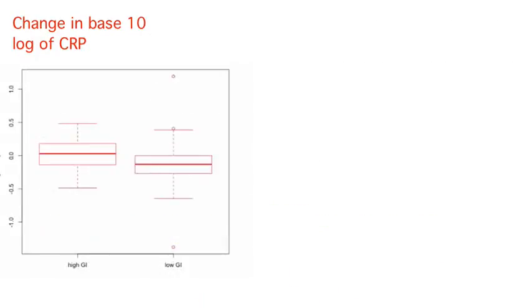You may recall from the previous lecture, when we first looked at this box plot of the change in log of CRP between the high GI and the low GI diet, that we noted two outliers, a very large outlier and a very small outlier, both in the low GI diet group. And you may be wondering what effect these outliers have on our analyses.